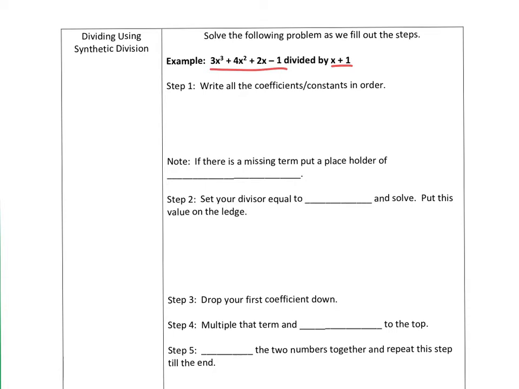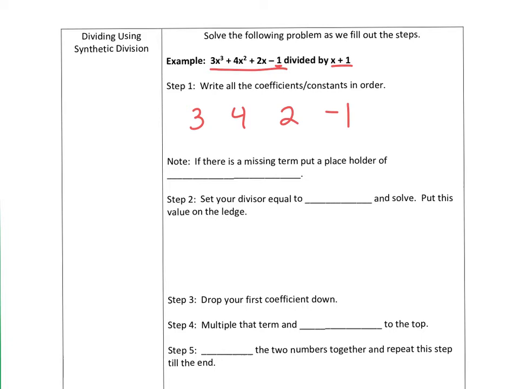So the first thing it wants us to do is to write out all the coefficients and constants in order, okay? So we know coefficients are just the number in front of the variable, okay? And we know constants are just those numbers that don't have variables. So what I'm going to do is just write those out. So in order, it goes 3, 4, 2, and -1.